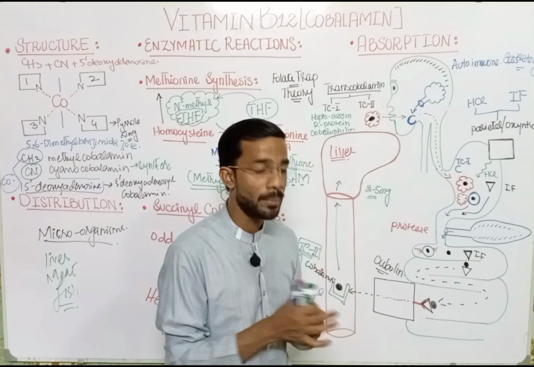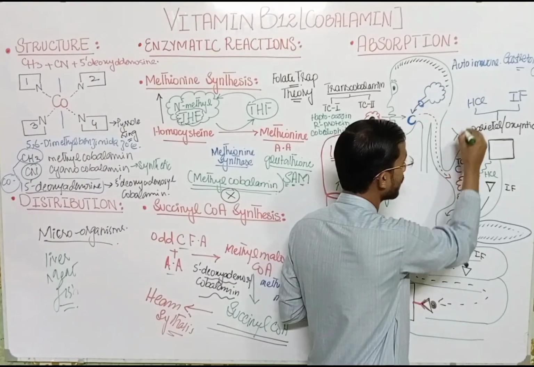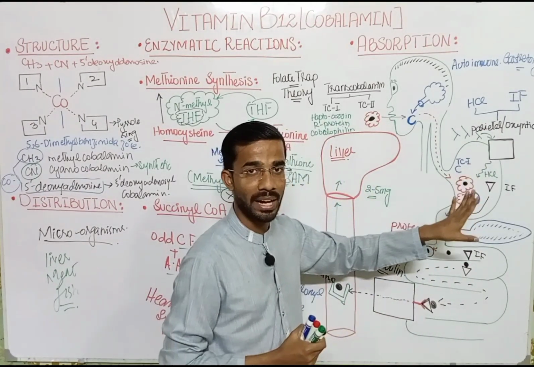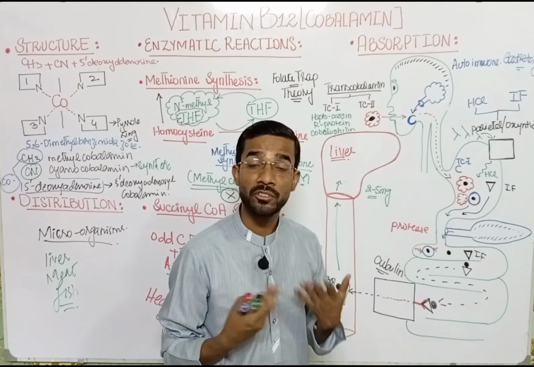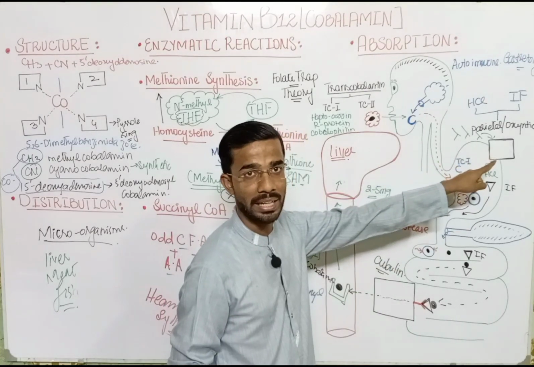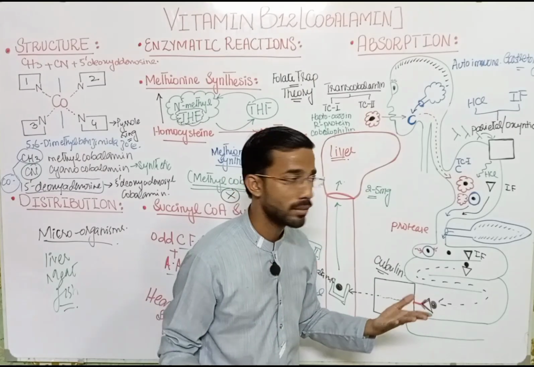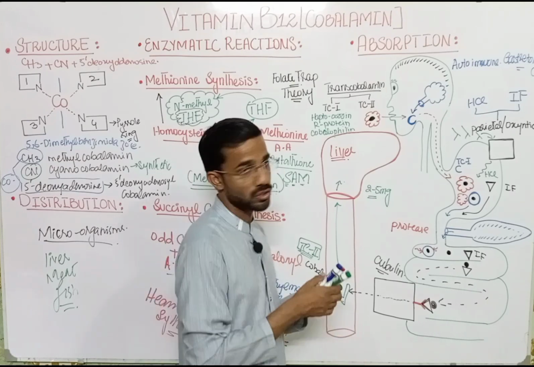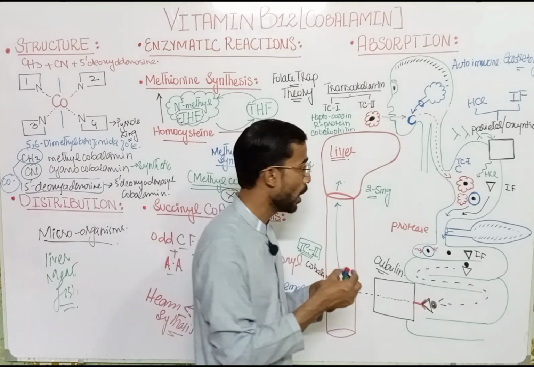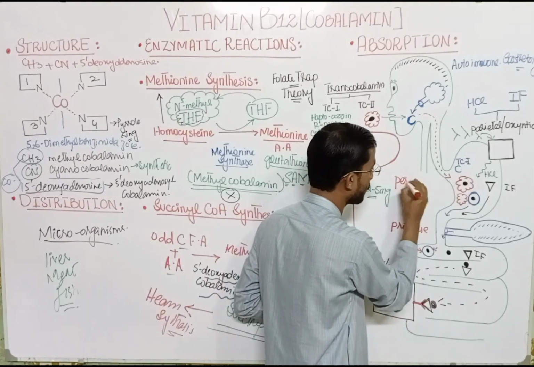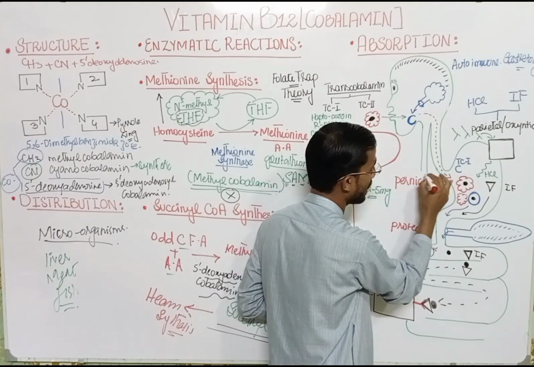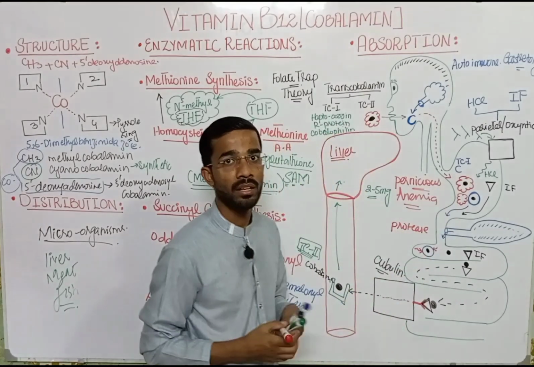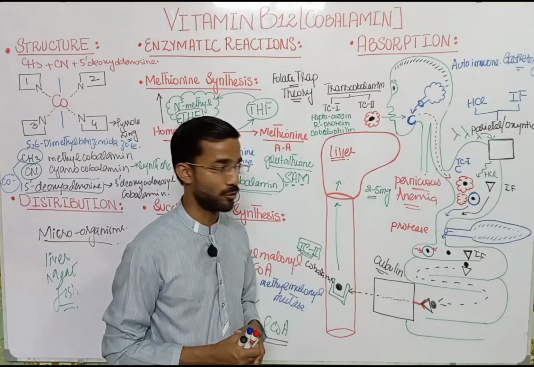And in case 2, in autoimmune disease, antibodies will attack the parietal cell and destroy it. As we know, the intrinsic factor is produced from the parietal cell. If the parietal cell is destroyed, then there is no intrinsic factor and there is no absorption of the cobalamin. So in that situation, when the cobalamin is not absorbed, you will see pernicious anemia, when you see the cobalamin deficiency.